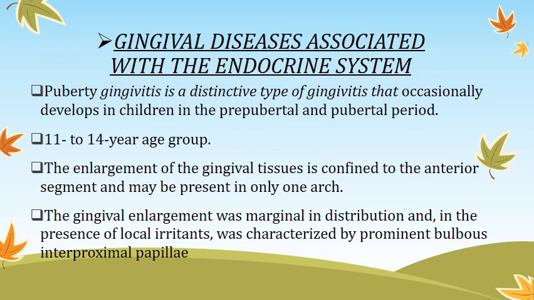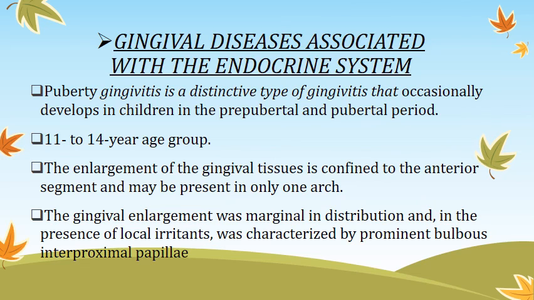Non-specific chronic gingivitis or gingival disease associated with the endocrine system. Puberty gingivitis is a distinctive type of gingivitis that occasionally develops in children in the prepubertal and pubertal period, more so in the female child as compared to the male child, 11 to 14 years age group.